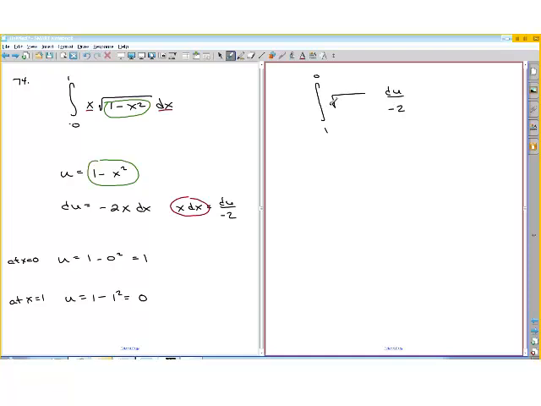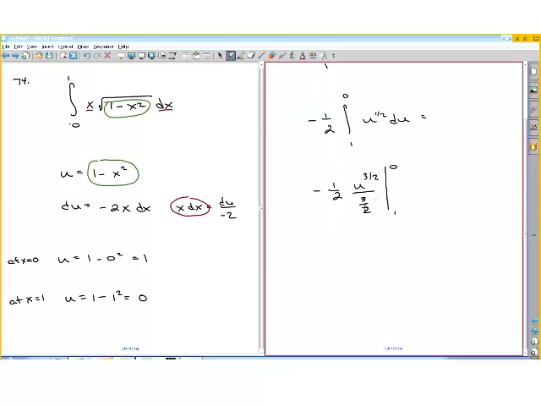And here we get the square root of u. So 1 minus x squared is u, so we get the square root of u. Let's factor out this denominator, so we'll get negative 1/2 times the integral from 1 to 0 of the square root of u, which is u to the 1/2, times what's left here, du. So this is just a polynomial. So we get negative 1/2. The integral of u to the 1/2 is u to the 3/2, by adding 1 to the exponent and dividing by the new exponent. And then we evaluate that between our lower limit, which is 1, and our upper limit, which is 0.